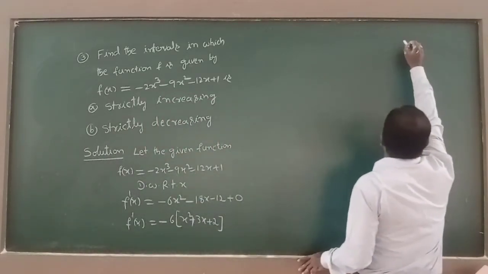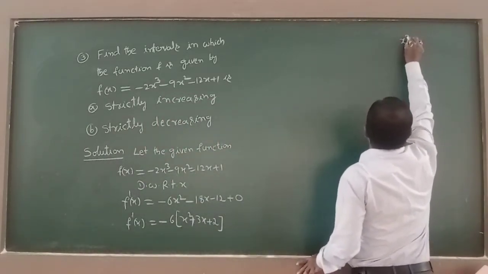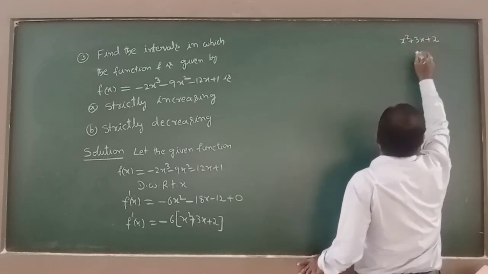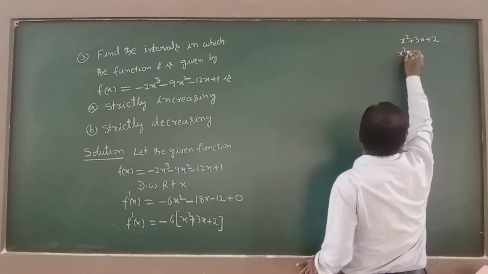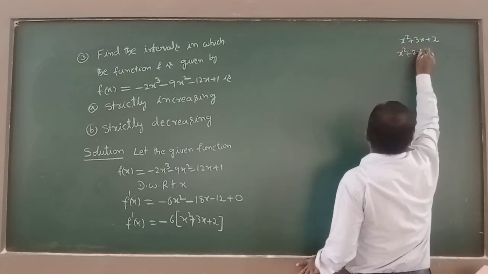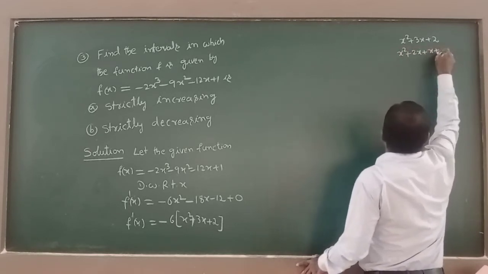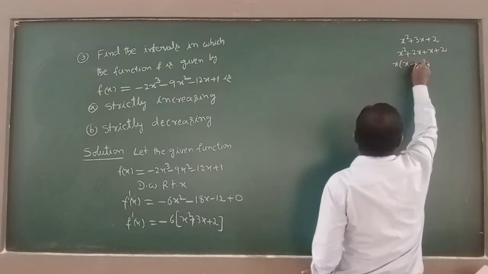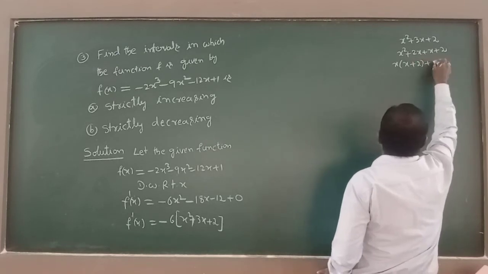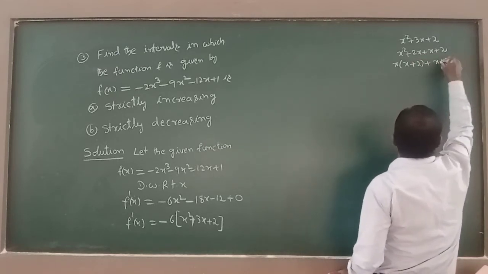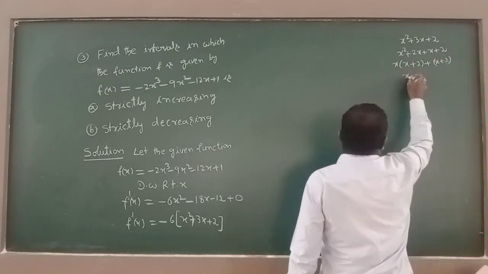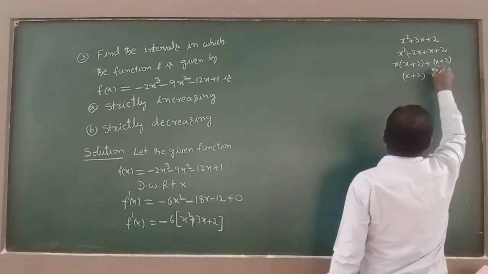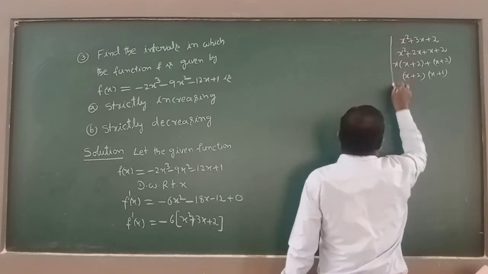Say x square plus 3x plus 2 here. 2 into 1 is 2, so two factors will come generally. x square plus 2x plus x plus 2. Take x common: x plus 2, and the remaining is x plus 2. Take x plus 2 common, and then you will get x plus 1. Like that we got here.